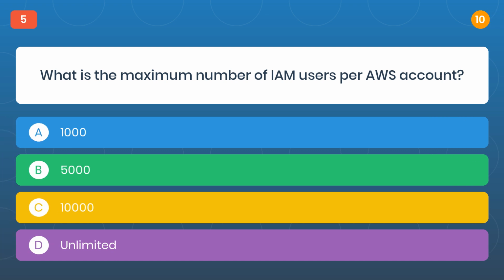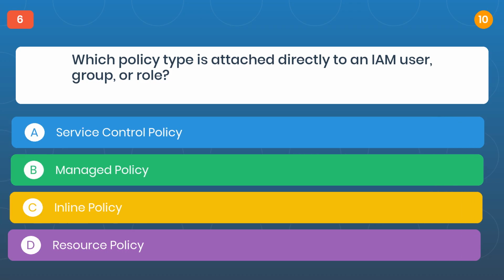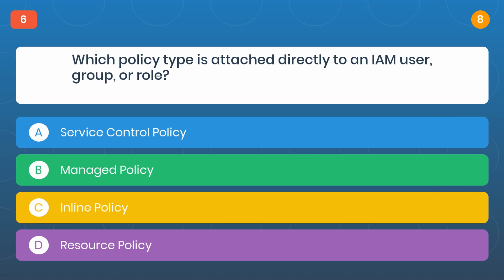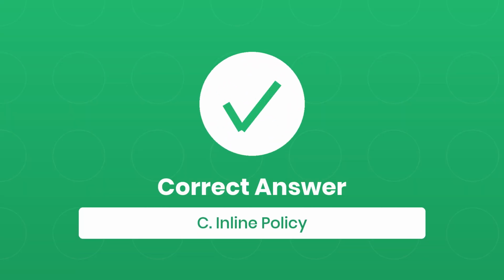Question 5. What is the maximum number of IAM users per AWS account? The correct answer is B, 5,000. Question 6. Which policy type is attached directly to an IAM user, group, or role? The correct answer is C, inline policy.